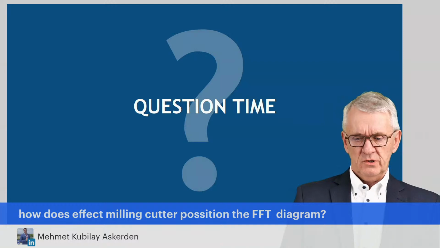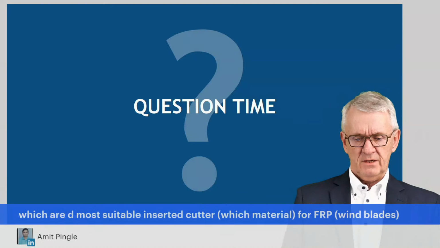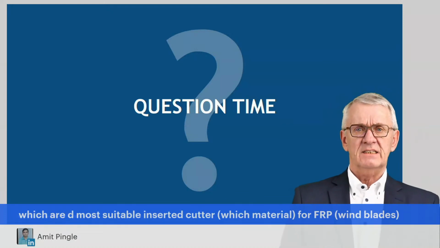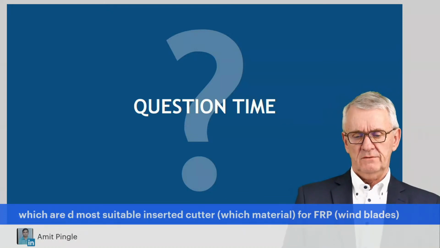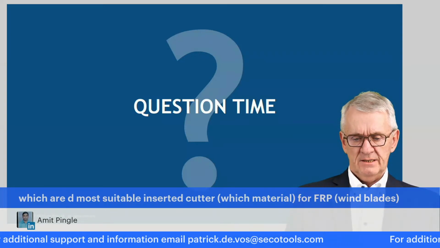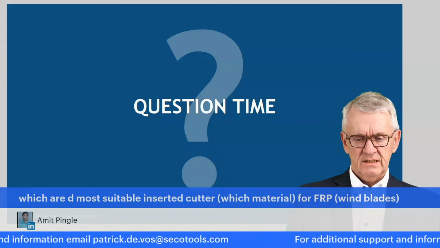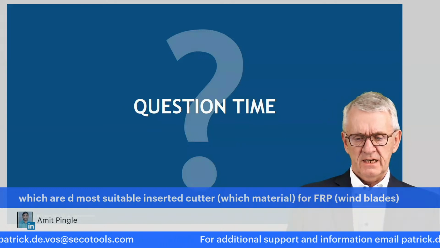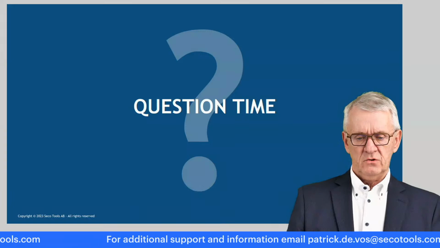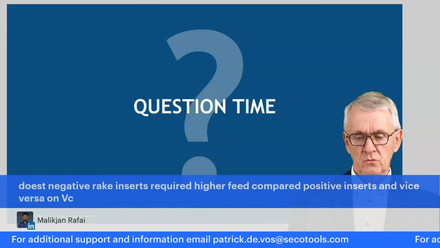Which are the most suitable insert milling cutters for FRP materials? Yeah, that is a question much too specific to give you a very generic answer here. If you allow me, we can continue this after this session, because then I need to have more information on what exactly you are talking about. Then yet another question, do negative rake inserts require higher feed compared to positive inserts? No. Why?